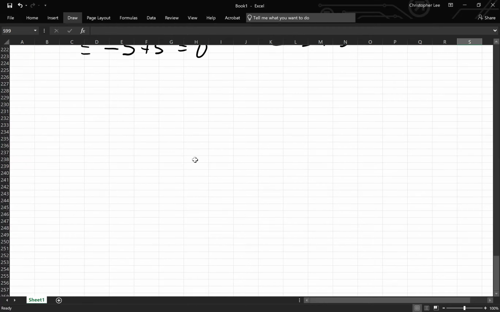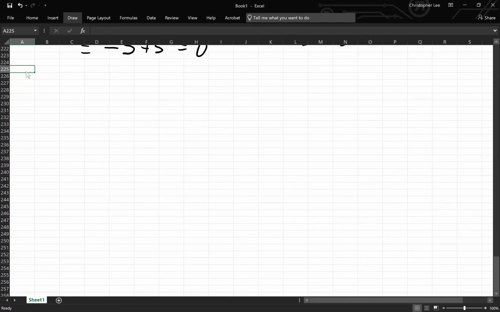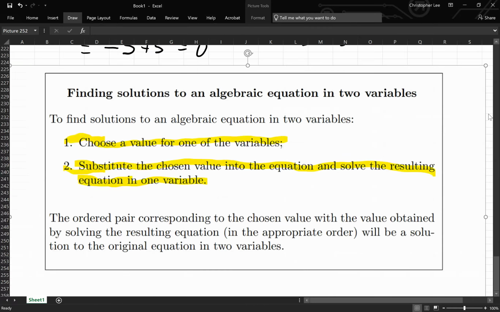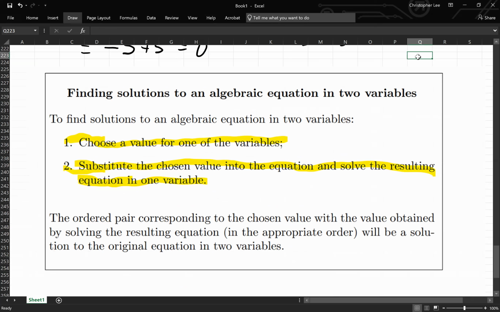Let me summarize this for y'all real quick. Give y'all my special table. All right. So, finding solutions to an algebraic equation in 2 variables. To find solutions to an algebraic equation in 2 variables, step 1, choose a value for one of the variables. Step 2, substitute the chosen value into the equation and solve the resulting equation in one variable. That's it. So the ordered pair corresponding to the chosen value, with the value obtained by solving the resulting equation in the appropriate order, will be a solution to the original equation in 2 variables.